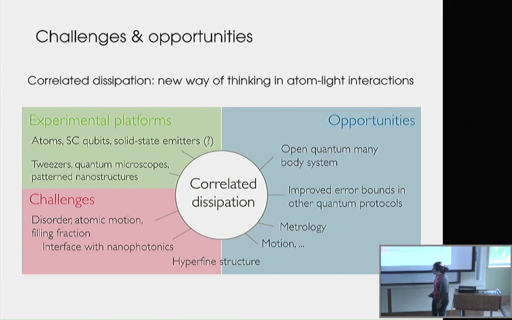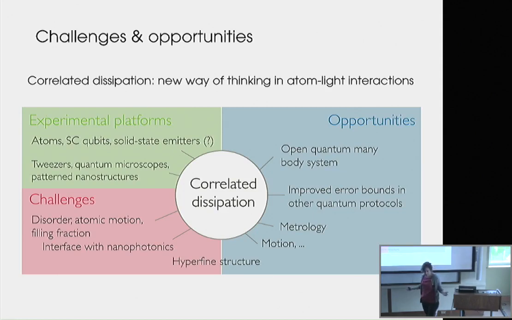One thing that one has to discuss is what the possible experimental platforms are to observe this physics. Most of my talk has been about atoms, but one could think about superconducting qubits, not to see superradiance, but to see subradiance to the transmission line. Another possibility is solid-state emitters, but this presents challenges because solid-state emitters are different from each other. There is no homogeneous broadening, and maybe this physics is hard to access.